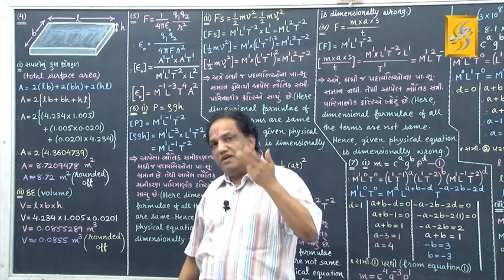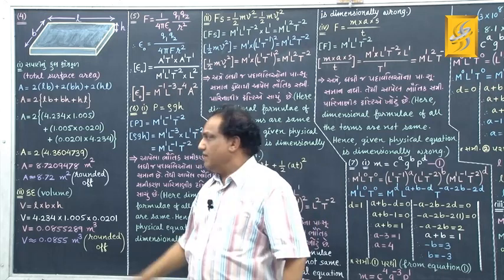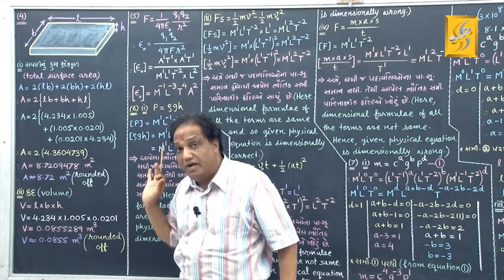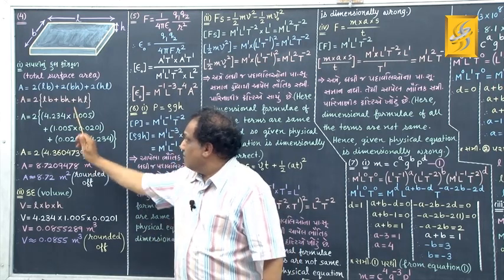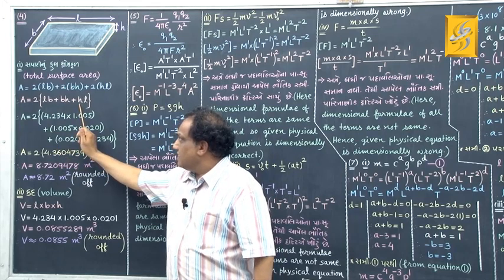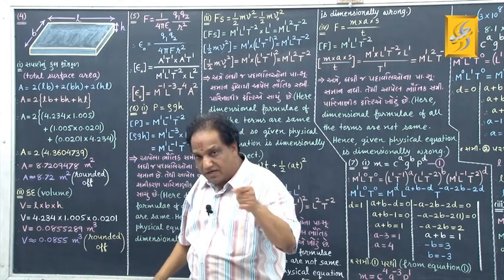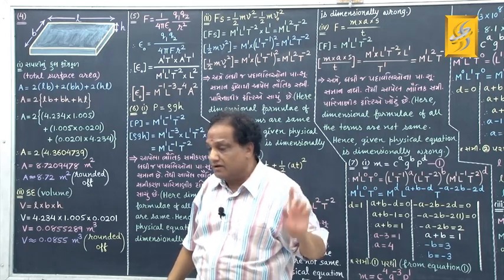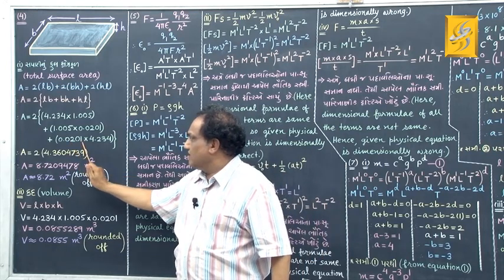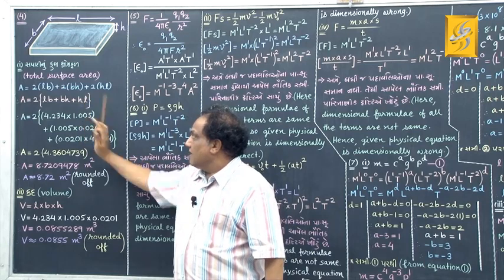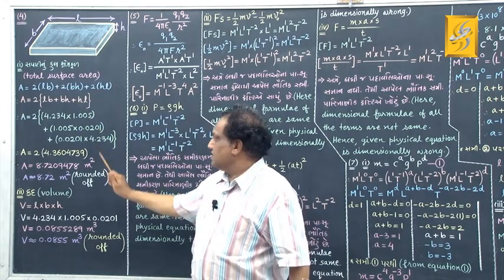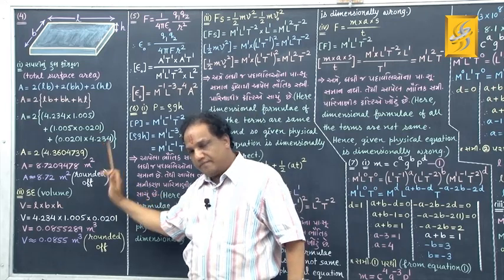Convert it into meter, divide by 100, then it will be 0.0201 meter, correct. Plus, height is 2.01 centimeter, divided by 100 is 0.0201 meter, multiplied by length, they have given 4.234 meter, same value I have written here, okay.